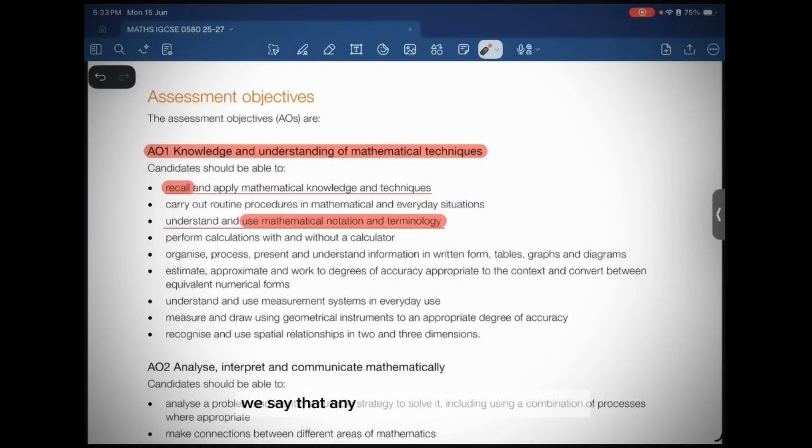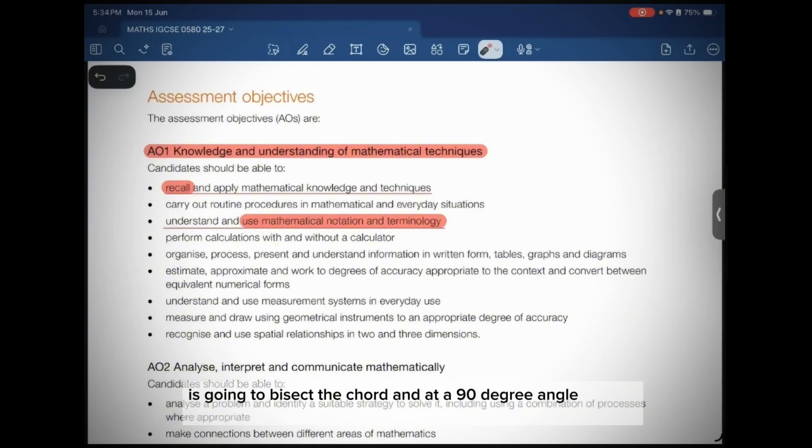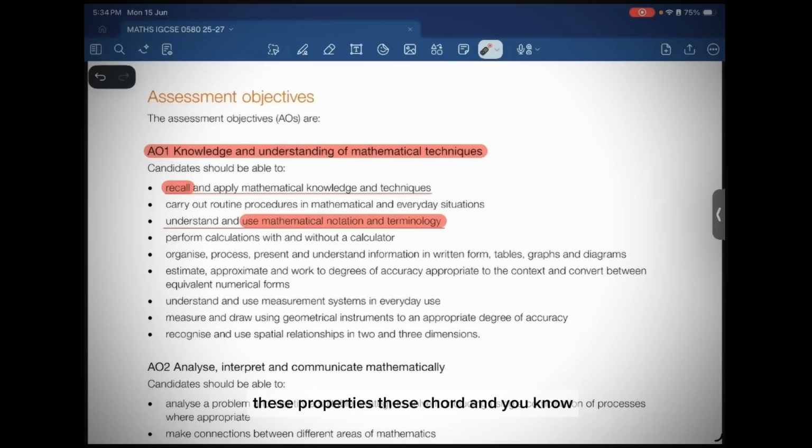We say that any line coming from the radius is going to bisect the chord at a 90-degree angle as well. So, these properties, chords and such bisecting each other, as well as notation. Notation is extremely important. And one chapter that is heavily built on notation is set theory. In set theory, you need to know whether it's a complement, whether it's a member of the set, what is A union B, what is A intersection B, what is A union B complement.